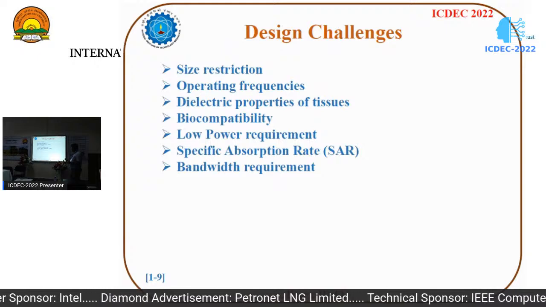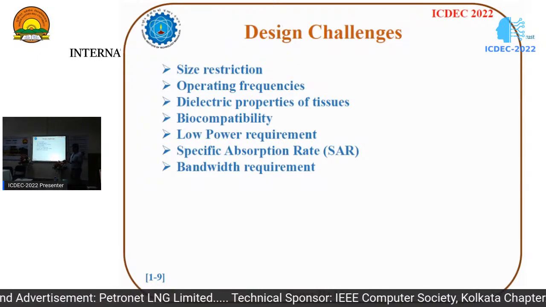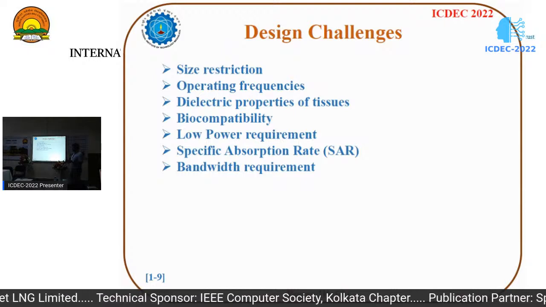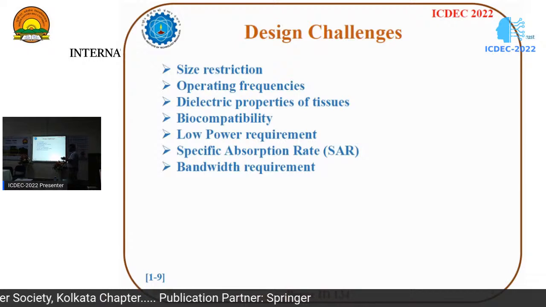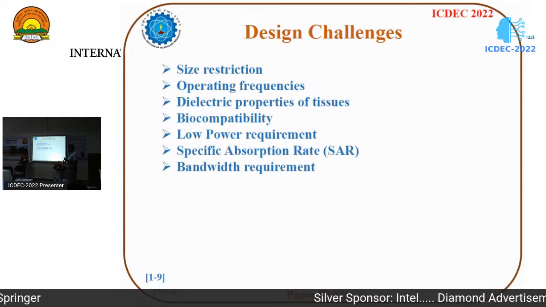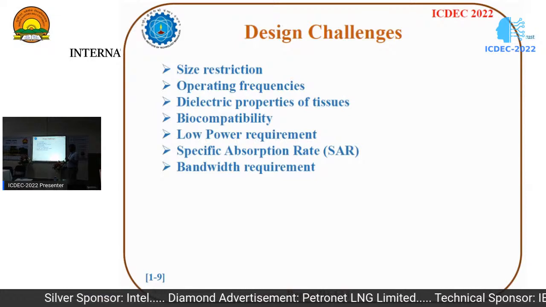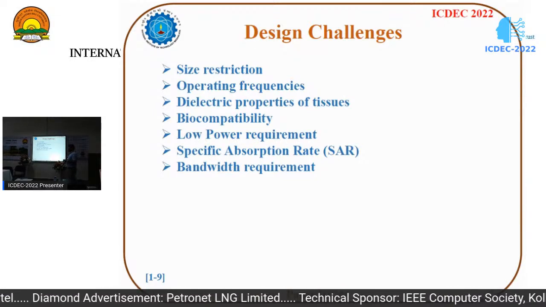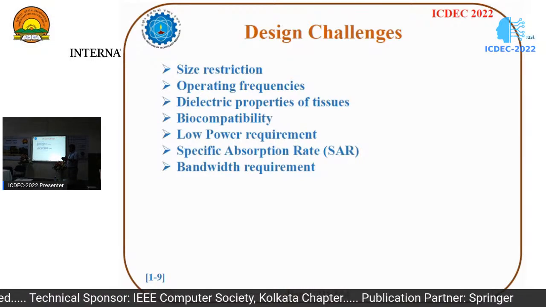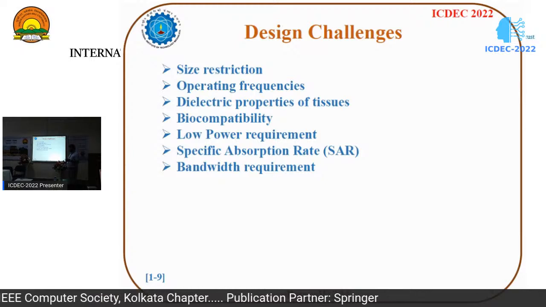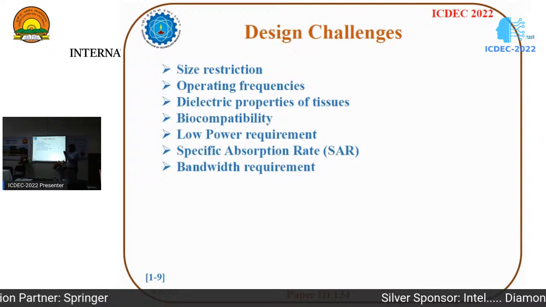Related to this, when we are designing an antenna, we face many challenges, because a traditional antenna works in free space, but an antenna dedicated to body-centric use faces many challenges. We have to consider the size restriction, because the device must be small, so the antenna size automatically should be reduced. And the choice of operating frequency is a trade-off. If we choose a high frequency, the size may be reduced. If we choose a low frequency, the size may be high.